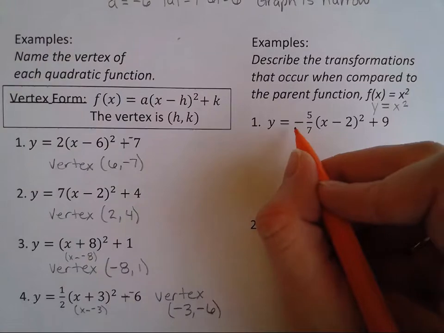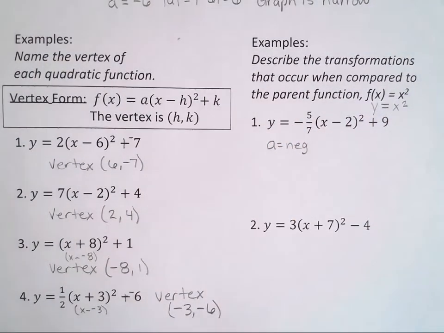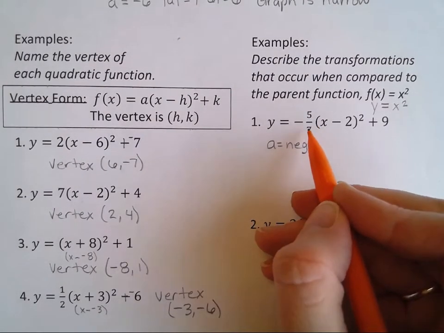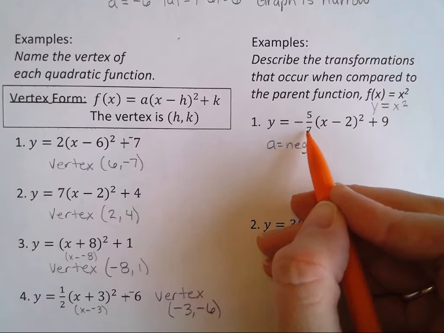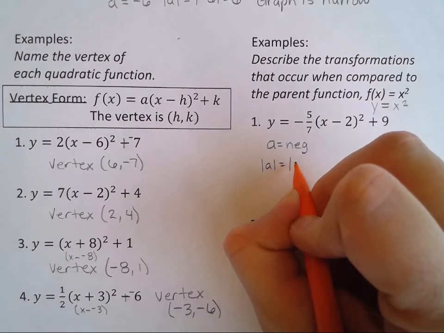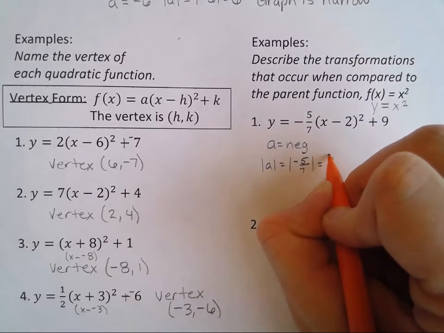First, notice your a value is negative. We also have an a value of 5/7. When we talk about the value, we care about the absolute value. So the absolute value of negative 5/7 is just 5/7.